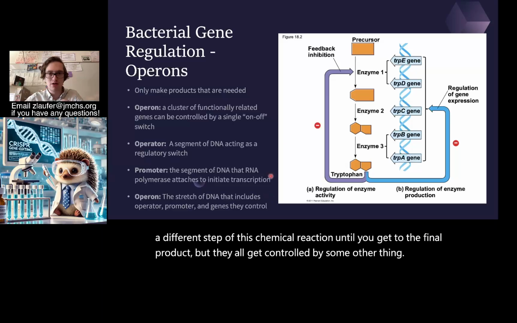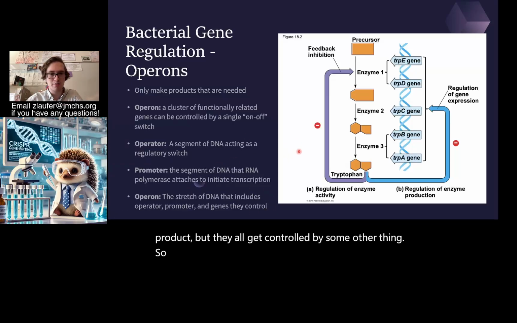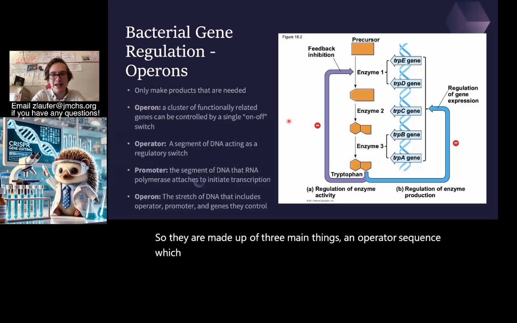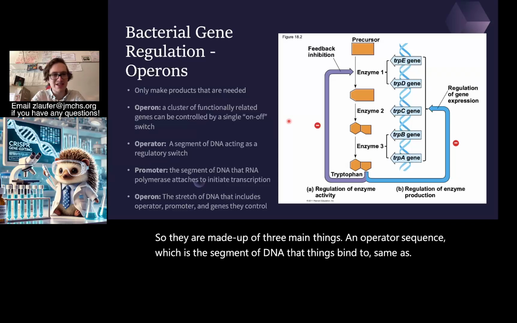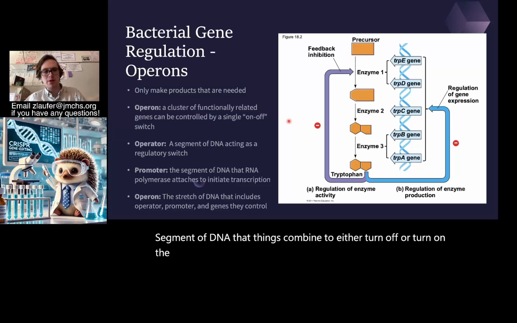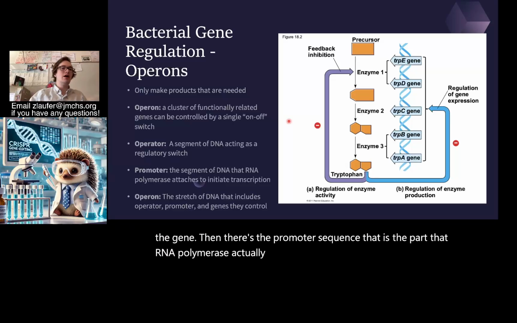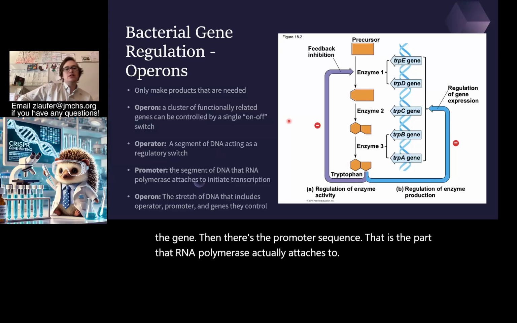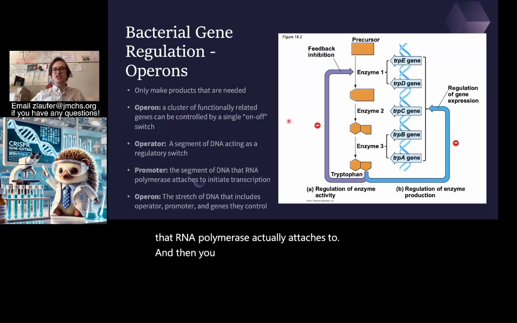So they are made up of three main things: an operator sequence, which is the segment of DNA that things can bind to, either to turn off or turn on the gene. Then there's the promoter sequence, that is the part that RNA polymerase actually attaches to. And then you have the genes, they control themselves.